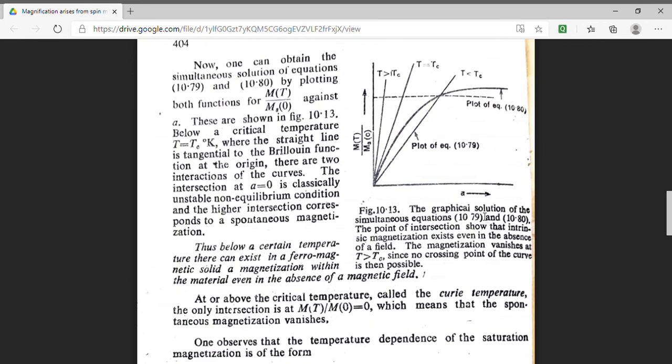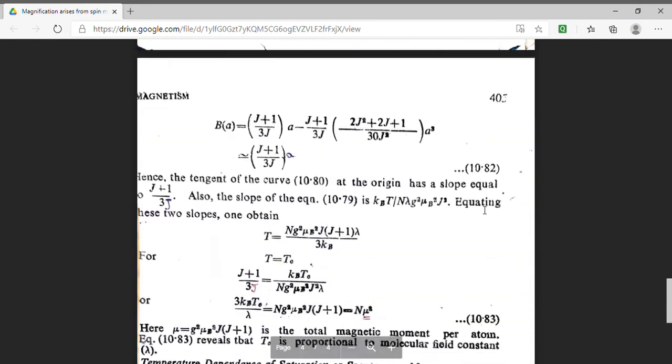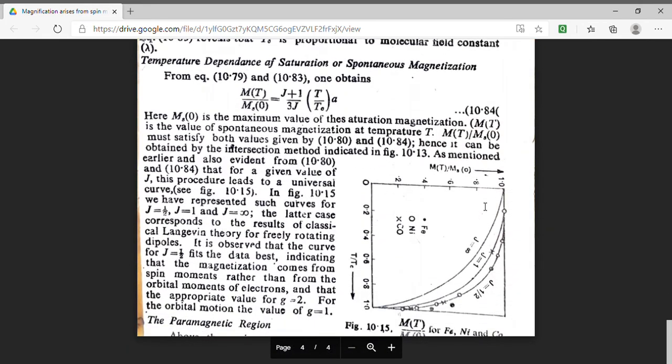The other important conclusion which we derived today is that spontaneous magnetization arises because of only spin motion. Orbital motion has no contribution to the magnetization. So these are the important conclusions which we derive in our today's lecture.